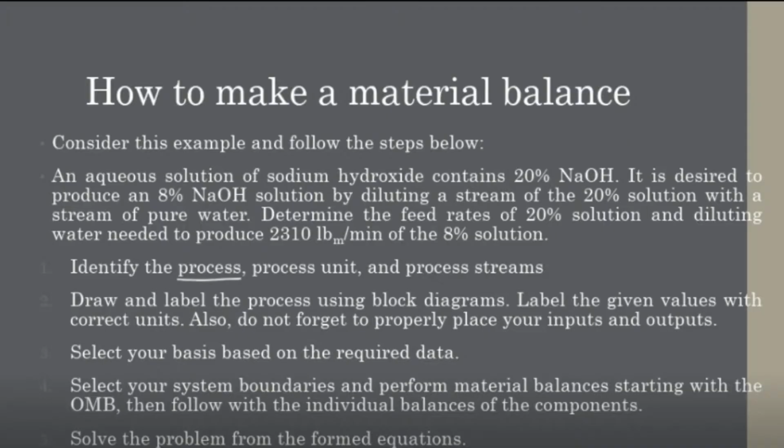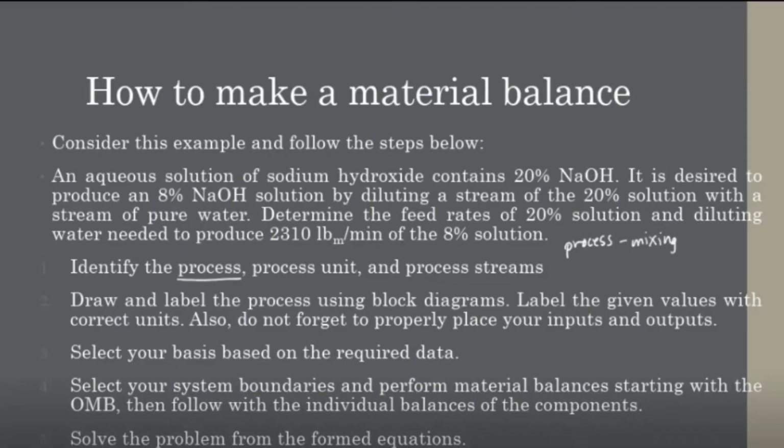From our understanding of the problem, we are taking one stream, that is the 20% sodium hydroxide solution, and we want to generate an 8% sodium hydroxide solution. Basically, we want to dilute the 20% solution by adding water. By doing so, what we are doing is a mixing process. So, in short, the process in this case is mixing. Basically, we are mixing two different streams in order to come up with one stream. And we want to come up with an 8% sodium hydroxide solution. So let's write here, the process is mixing.